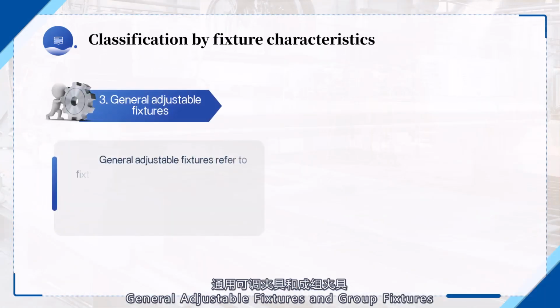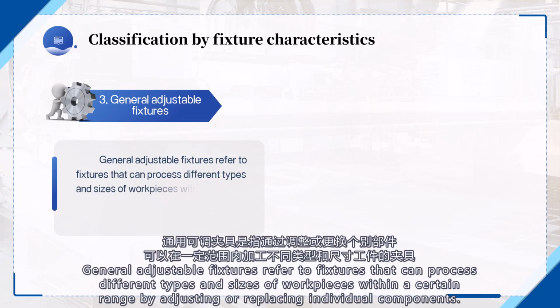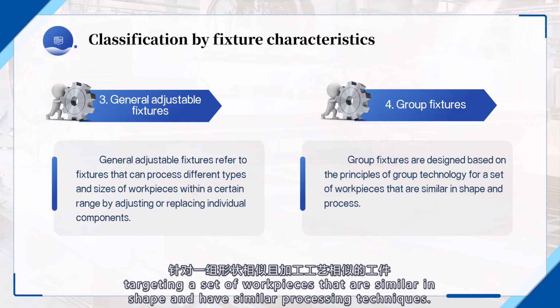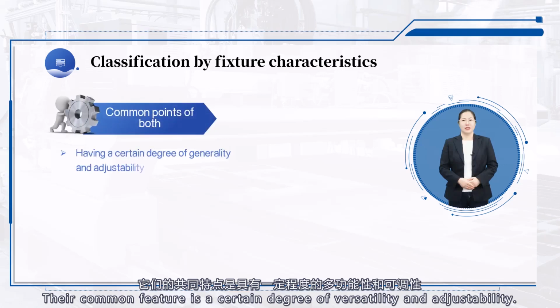General adjustable fixtures and group fixtures. General adjustable fixtures refer to fixtures that can process different types and sizes of workpieces within a certain range by adjusting or replacing individual components. Group fixtures are designed based on the principles of group technology, targeting a set of workpieces that are similar in shape and have similar processing techniques. Their common feature is a certain degree of versatility and adjustability.